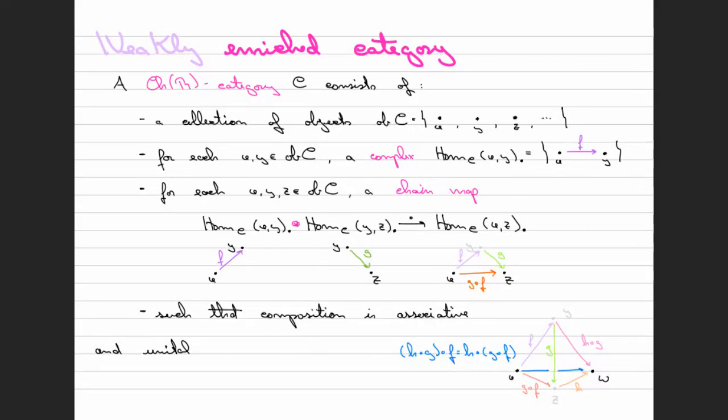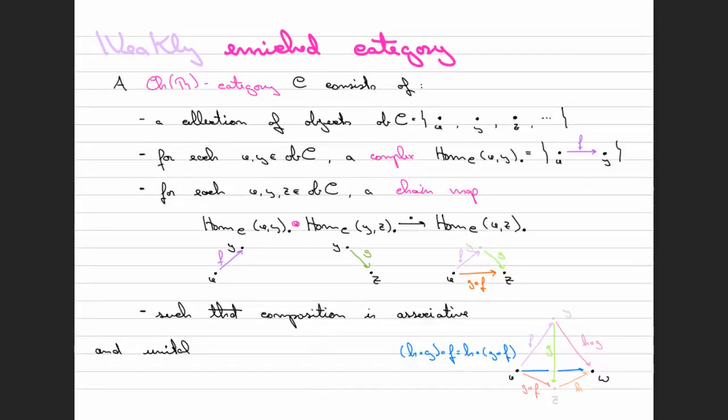And for example, an example of a category which can be enriched in chain complexes is the category of chain complexes themselves. So we know that there is a mapping complex between any two chain complexes. Okay, so now I want to take the next step and go to weakly enriched categories. But for that, I will need to give an alternative definition of enriched categories.